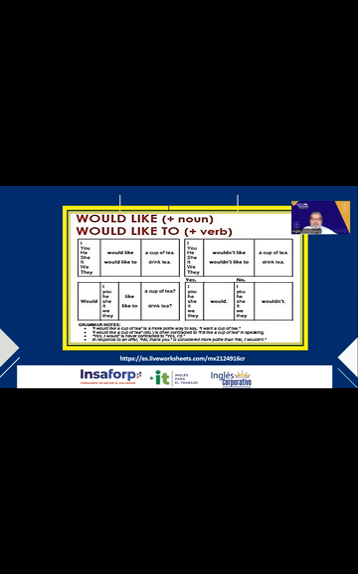Then just observe the negative form. Is wouldn't. I wouldn't like a cup of tea. Yo no quisiera una taza de té. I wouldn't like to drink tea. Yo no quisiera o no me gustaría tomar té. Yeah, the negative form, wouldn't. Wouldn't is the contraction for would not. Would not, wouldn't. Okay.